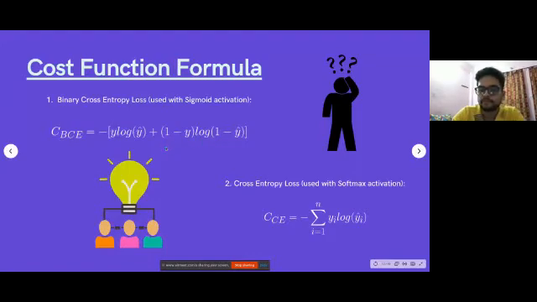If we move to the second one, which is the cross entropy loss, it says it's used with softmax activation. Now softmax activation, as said before, is used to classify something into one of n classes. Hence, it's just a generalized form of the binary cross entropy loss. We take the log loss, as it's called, of each output neuron, and we add over them.